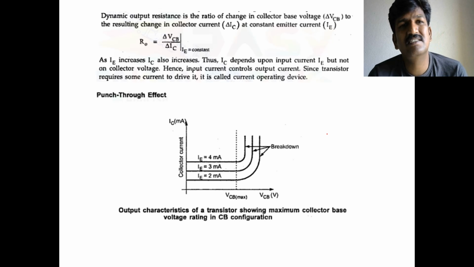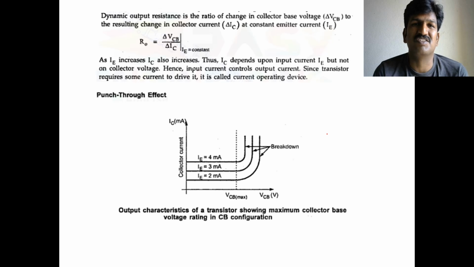Then you should understand the dynamic output resistance. It is the ratio between the collector to base voltage and the resulting change in the collector current while keeping the emitter current constant. That is, you can write R0 is equal to delta VCB divided by delta IC at IE equal to constant.